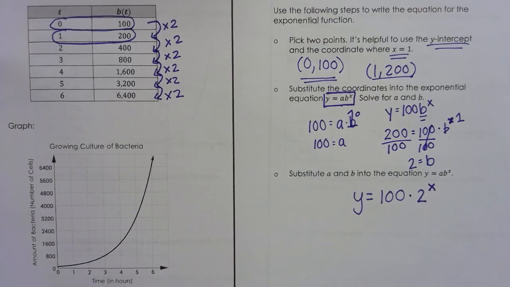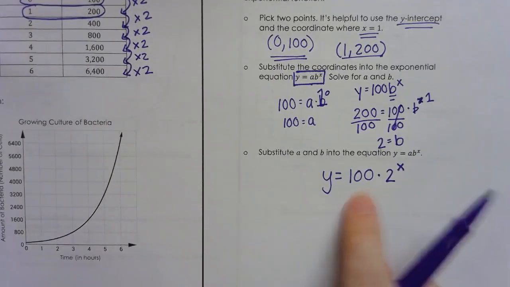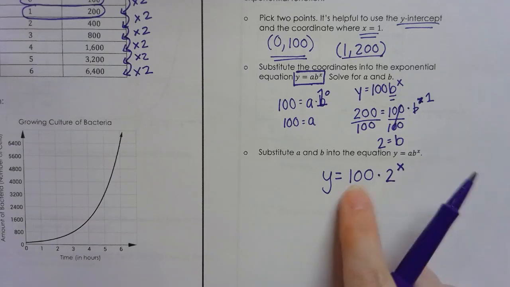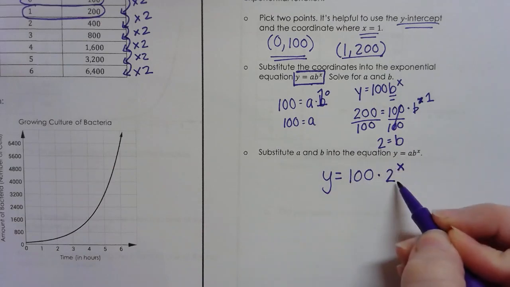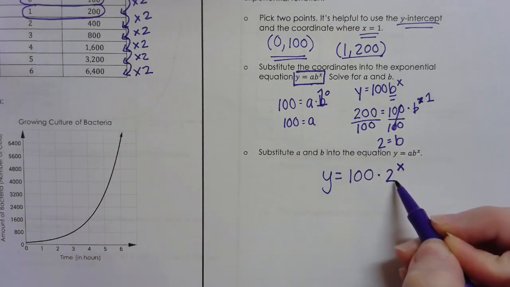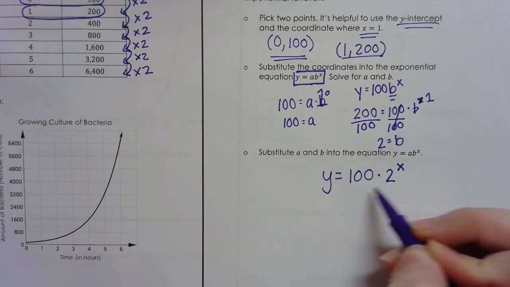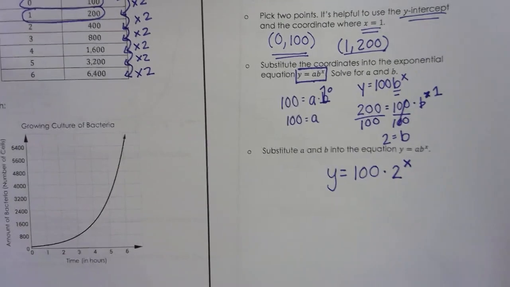y equals 100 times 2 to the x. Now, remember, just like we said on geometric sequences yesterday, you cannot change this to y equals 200 to the x. The only way you could change this to 200 to the x is if this was in parentheses, which it is not. The only thing being raised to the x power is 2. 100 is separate from that. So we cannot just put those together, so be careful with that. Let's move on.